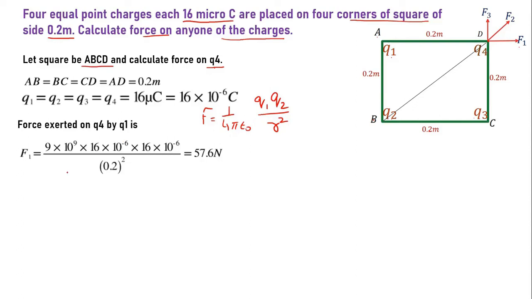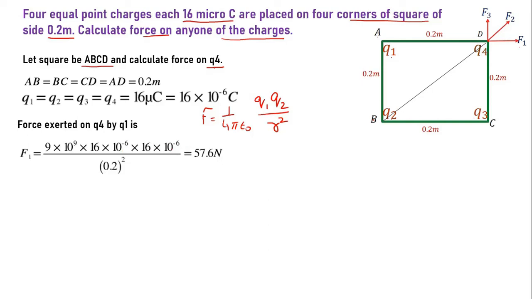1 upon 4 pi epsilon naught is 9 into 10 to the power 9. Q1, Q2: here we are having Q1 and Q4, that means the two charges whose magnitude is 16 into 10 to the power minus 6 coulomb. Here we have converted the 16 microcoulomb to the SI unit. So we have to put 16 into 10 to the power minus 6 and again 16 into 10 to the power minus 6 upon R square.